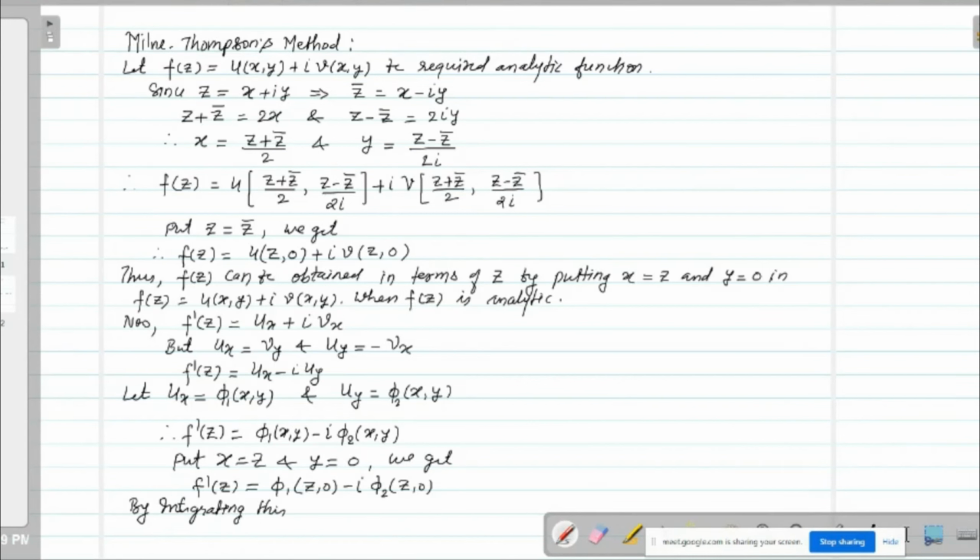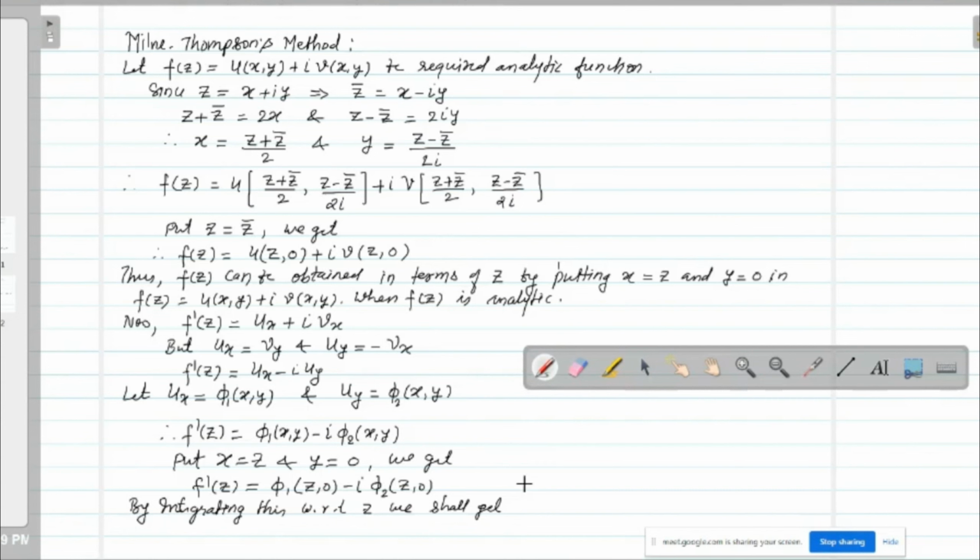So by integrating this with respect to z, we shall get the required analytic function. I hope you understood how to find the analytic function when the real part is given to you.